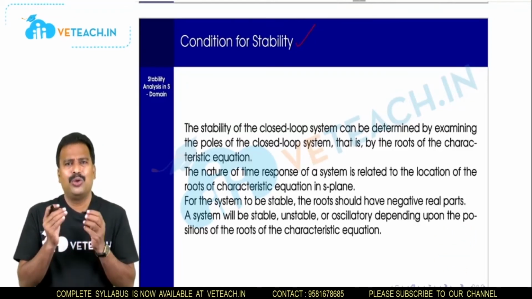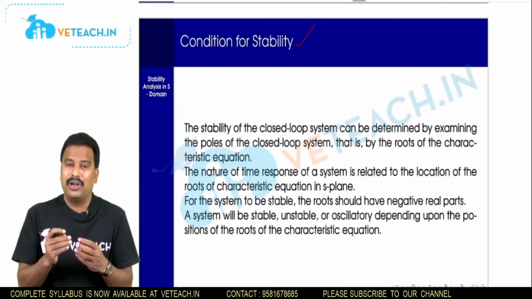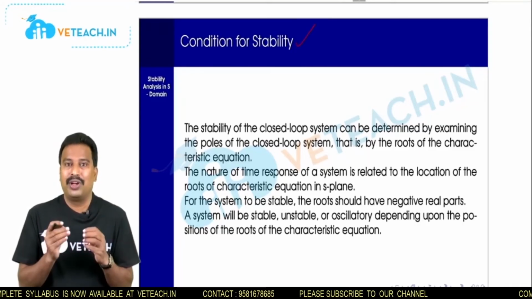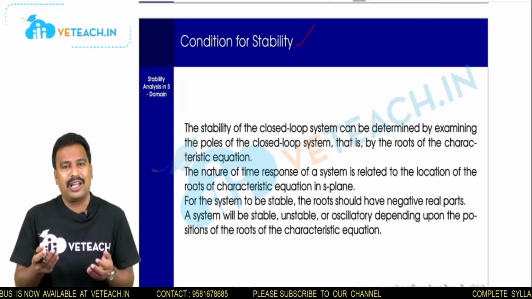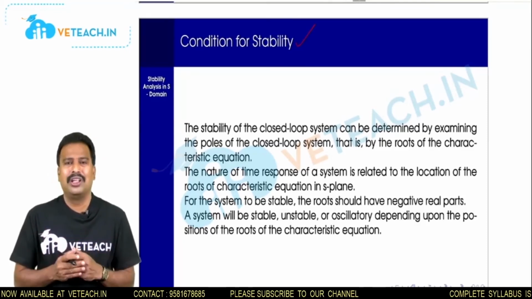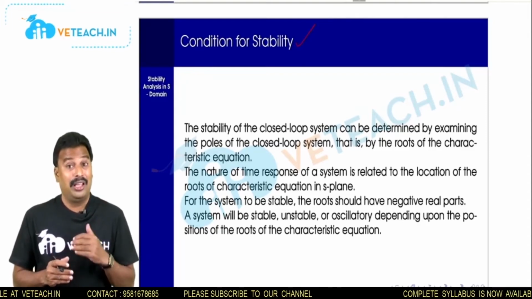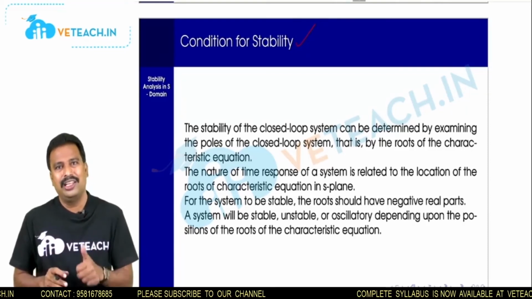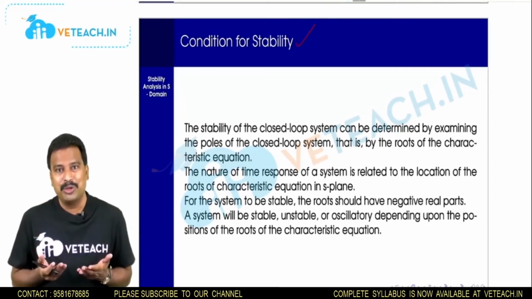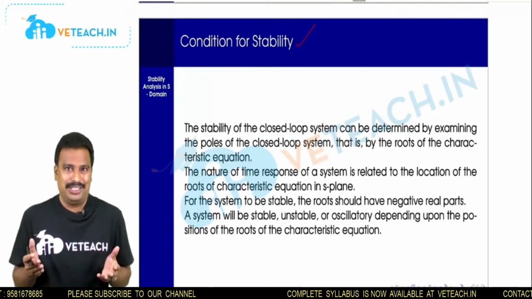In the test, you check whether you have negative real values for s or not. If all the s values you got have negative real parts, then blindly you can say that the system is stable. If not, the system is not stable. So this is the thumb rule you need to remember while answering questions on stability.